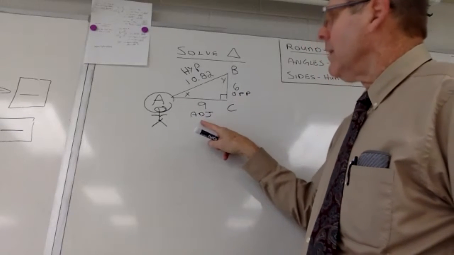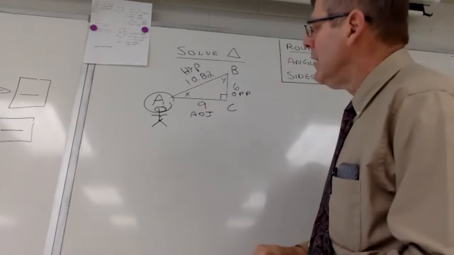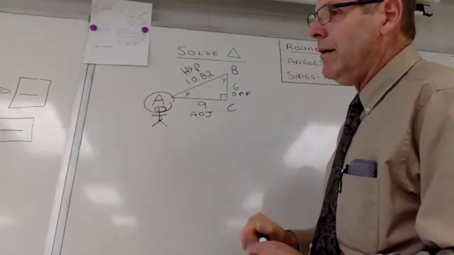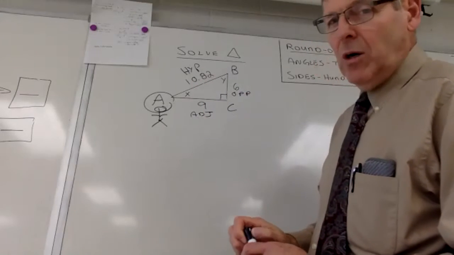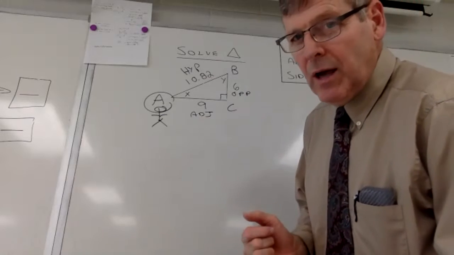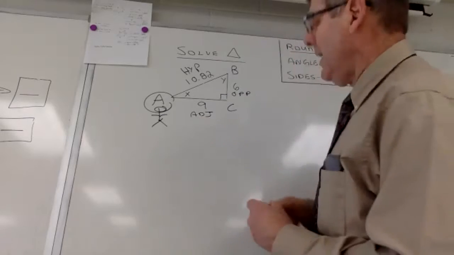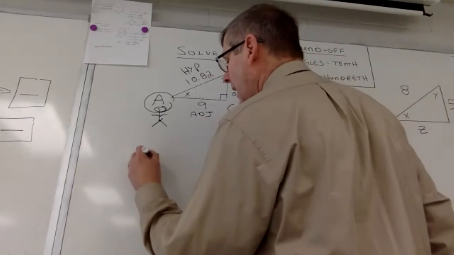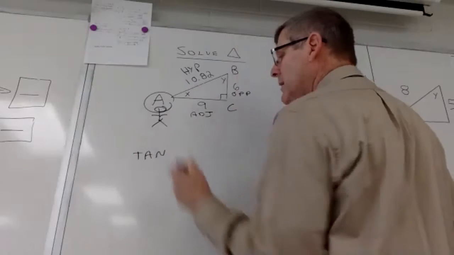Opposite or adjacent would be which? Sine. Opposite over adjacent is what? Sine? No, sine is opposite over hypotenuse. Tangent. Yeah, tangent. So I want to use the tangent of what I'm trying to find.